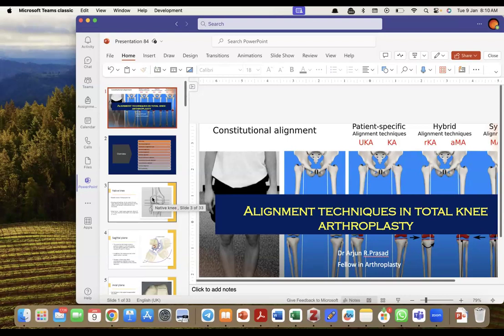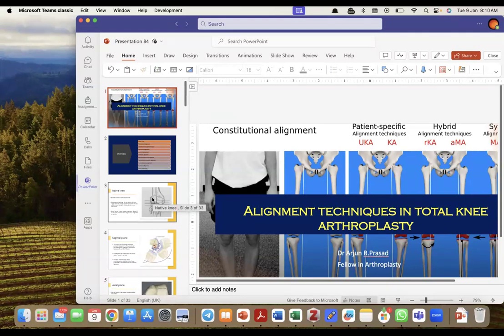Whichever, because the mechanical alignment has shown itself to be a time-tested technique. It has proven that the implant has survived for more than 15 or 20 years. Still, the people are doing very well and functionally they are doing well. So the only thing is the constitutional alignment concept. After that, people have slowly started understanding what happens in the native knee anatomy, and with the advent of robotics and more uni knees, people have started understanding why we should release more and why we should take the cut into the neutral. So that concept has arrived.